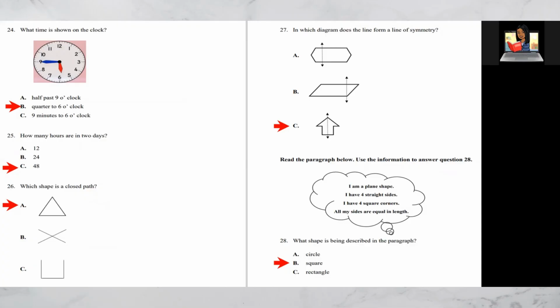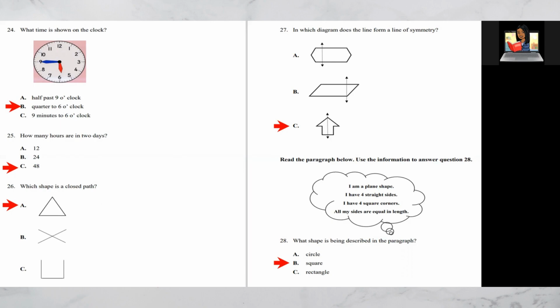Question 26. Which shape is a closed path? Meaning that the lines connect. There's a joining of the different lines. It is closed. Now B, the lines intersect, and C, it is open. So it has to be A. That little triangle that you see there, that is a closed path.